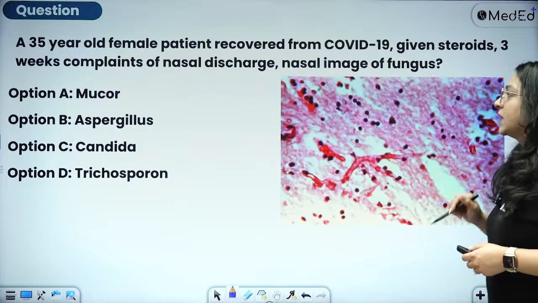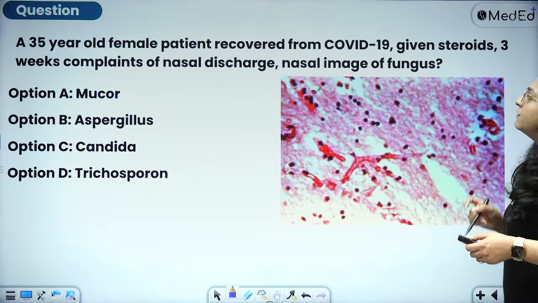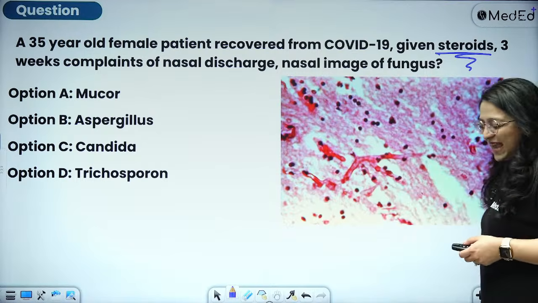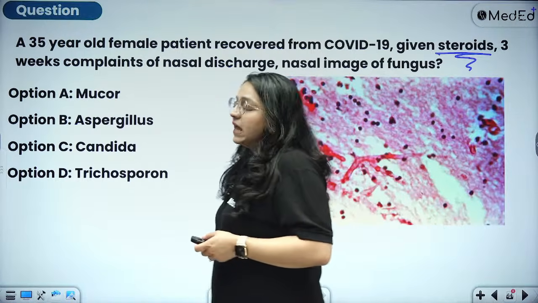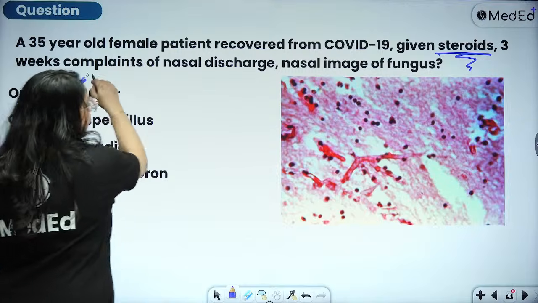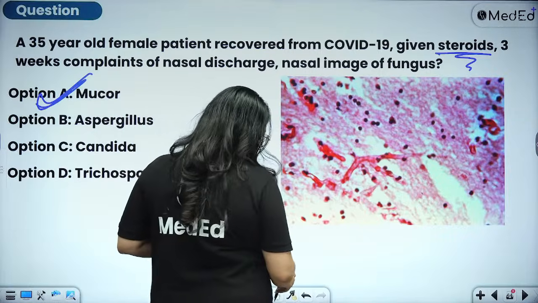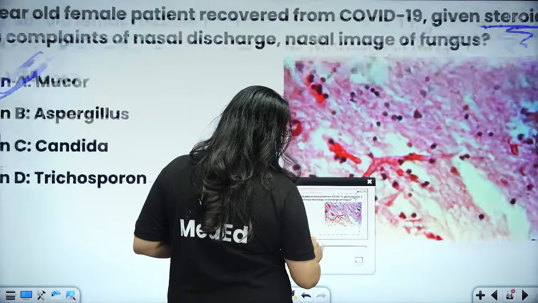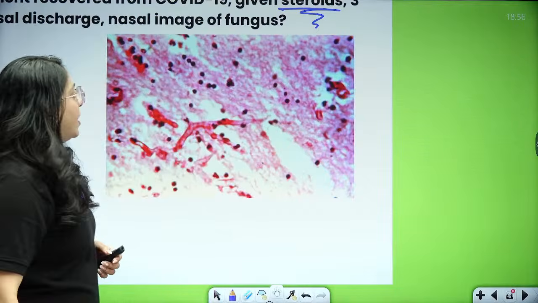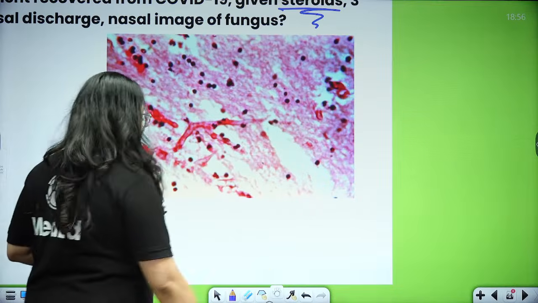35-year-old female patient recovered from COVID-19, given steroids for 3 weeks, image of the fungus. I mean, this is so simple. Given steroids itself, you know that they're talking about mucor. But why do you think they're talking about mucor? Because if you zoom in, you can see the broad aseptate ribbon-like hyphae.